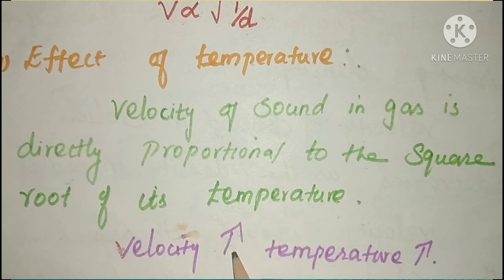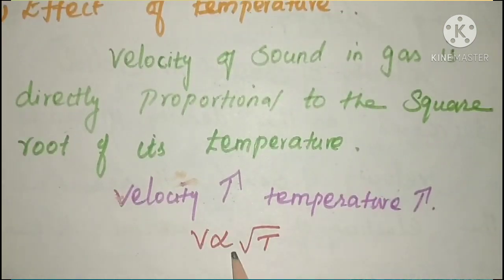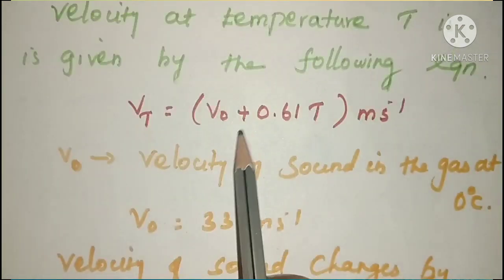Directly proportional means what? Yes, if one term increases, the next also increases. The velocity of sound increases with increasing temperature. So here the velocity is directly proportional to the square root of temperature. Velocity is directly proportional to what? Square root of temperature. Here there is one equation.